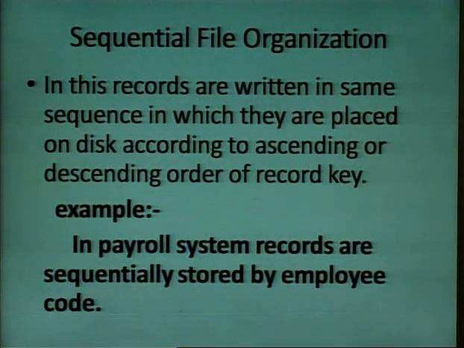In sequential file organization, records are written in the same sequence in which they are placed on disk, according to ascending or descending order of the record key. An example is a payroll system, where records are sequentially stored by employee code.